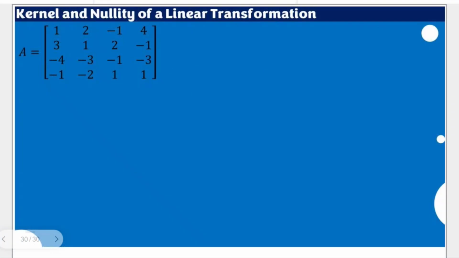This will be the last matrix for the topic on kernel and nullity of a linear transformation involving a matrix. This is a 4 by 4 matrix, so m by n is 4 by 4. So this linear transformation is just easy. You have R^n to R^m, so you have here R^4 to R^4. Even if this is very easy for this matrix, why do we always start with this?